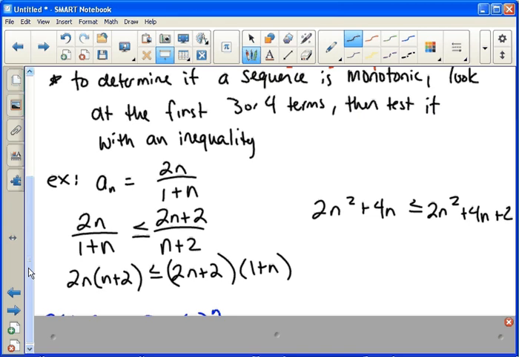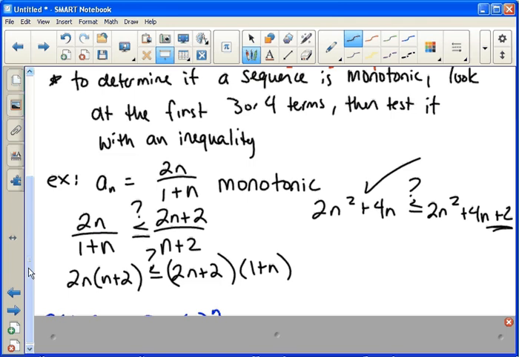Because what I should technically write here is a question mark above these. We're not stating this is true, we're testing to see if it's true. And this one is. Clearly, if you take 2n squared plus 4n and then you add 2, it's going to be bigger than if you don't. So this does check out, which means that we have determined this is in fact monotonic. It is confirmed to be monotonic.